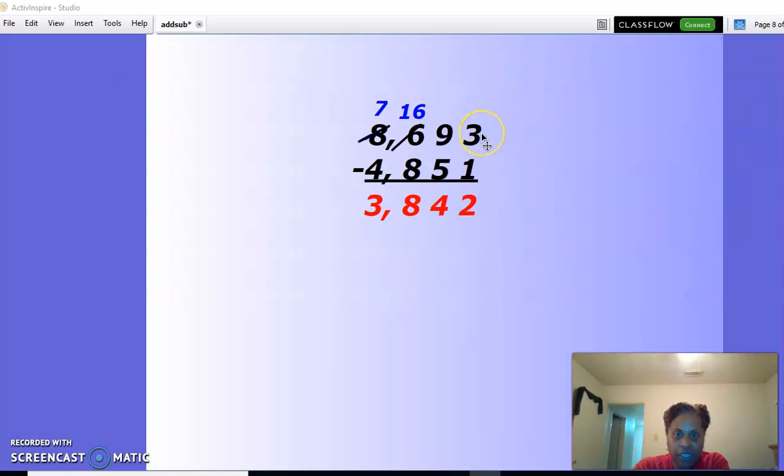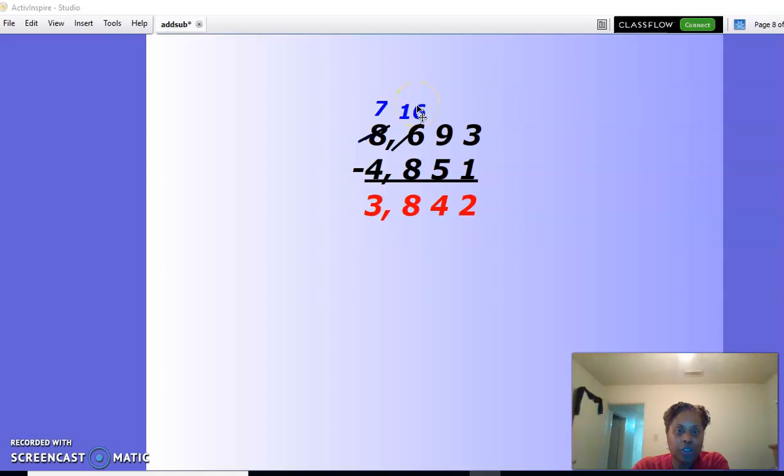In our ones place value positions, we have the digits 3 and 1. 3 minus 1 is 2. We're going to move over to the tens place value position. 9 minus 5 is 4.